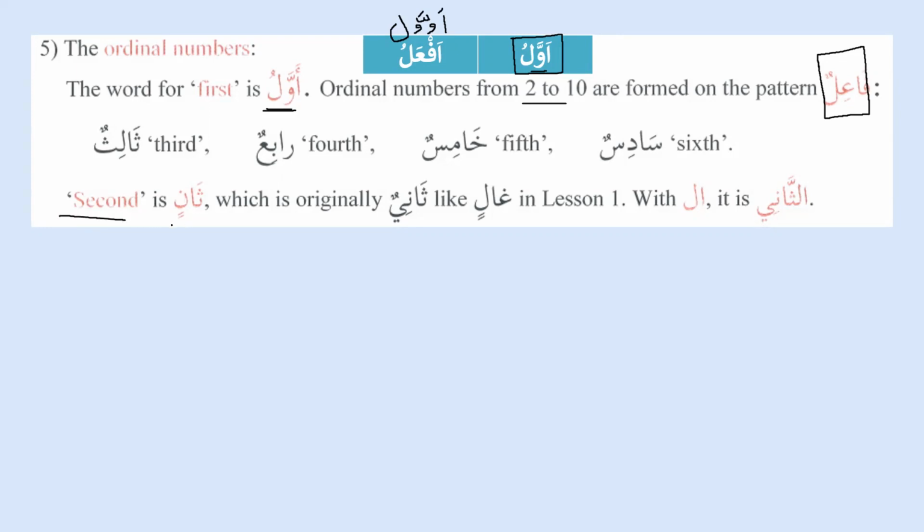Second is thanin, which is originally thaniyun, like ghalin, ghaliyun. So what kind of noun is this? Do you remember? Ism manqus. Yes, very good, it's a defective noun. So it's basically ghaliyun or thaniyun. However, we have learned that ya generally does not accept tanween, and when we remove tanween, we replace it with tanween al-iwad. So we put kasratan, and it becomes thanin. However, when we use al with that, then ya comes back, so it becomes a thani.